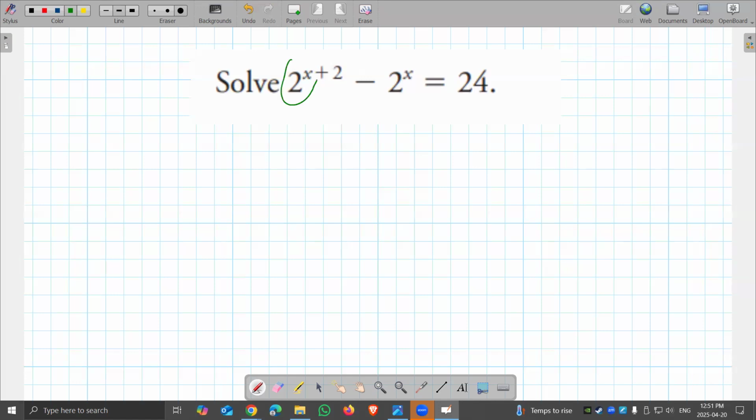See, there's a 2 to the power x here. There's a 2 to the power x here. You want to pull that out. That's the idea. How do we pull that out though? To pull out a 2 to the power x, you need to break down this. Remember the first exponential rule, the product rule of exponents. You want to undo that. So 2 to the power x plus 2 is 2 to the power x times what?